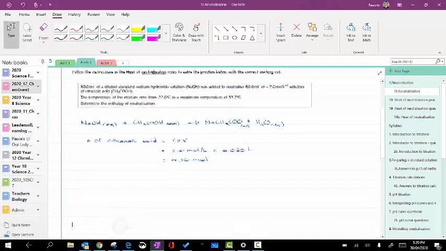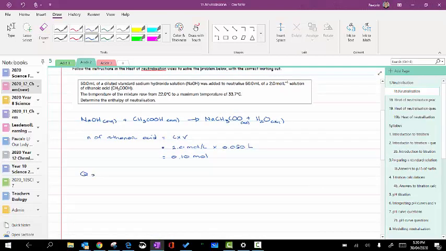Now, Q, you might remember from the year 11 course, is mcΔT. That's where we work out the amount of heat that is released or absorbed by multiplying the mass of the substance that is being heated or cooled times the specific heat for that substance times the change in temperature. Now in this case we're combining an acid and a base. They're both in solution, so they're basically water. A solution of acid or a solution of base is mainly water. So the substance that is being heated or cooled is the water.